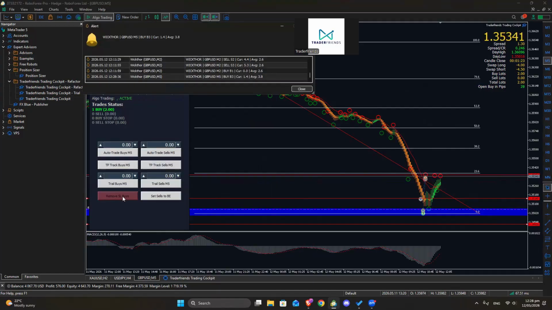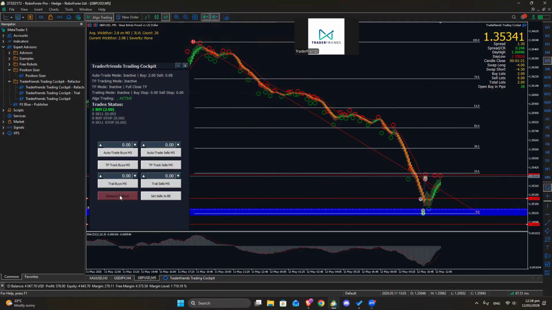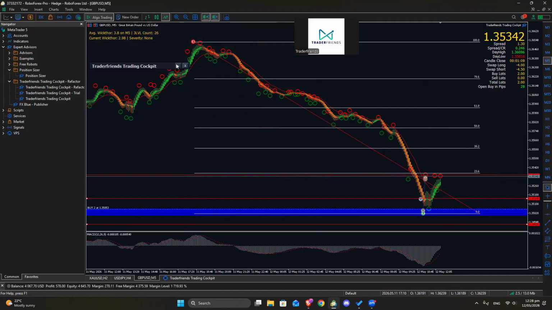So probably we can go higher and probably aim for the 50 Fibonacci while we had that high volume node showing. So this is how I traded the setup.